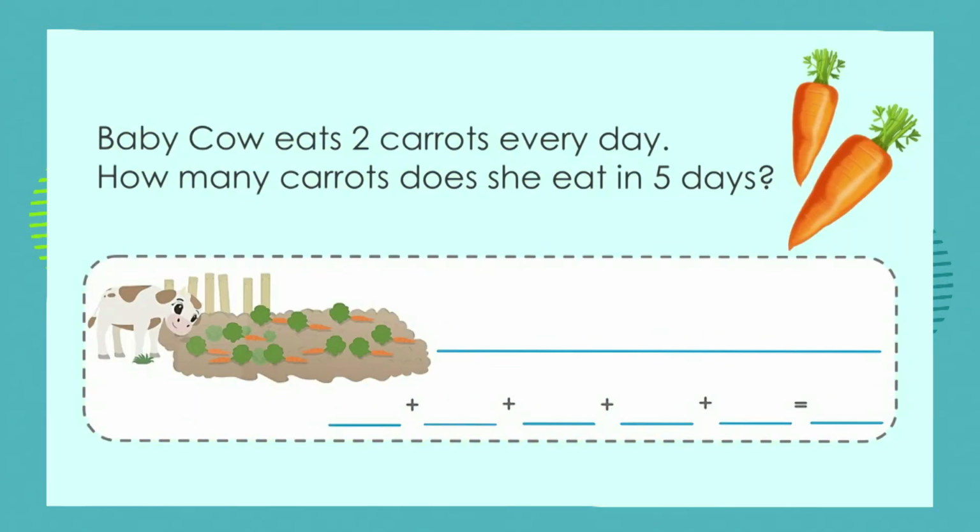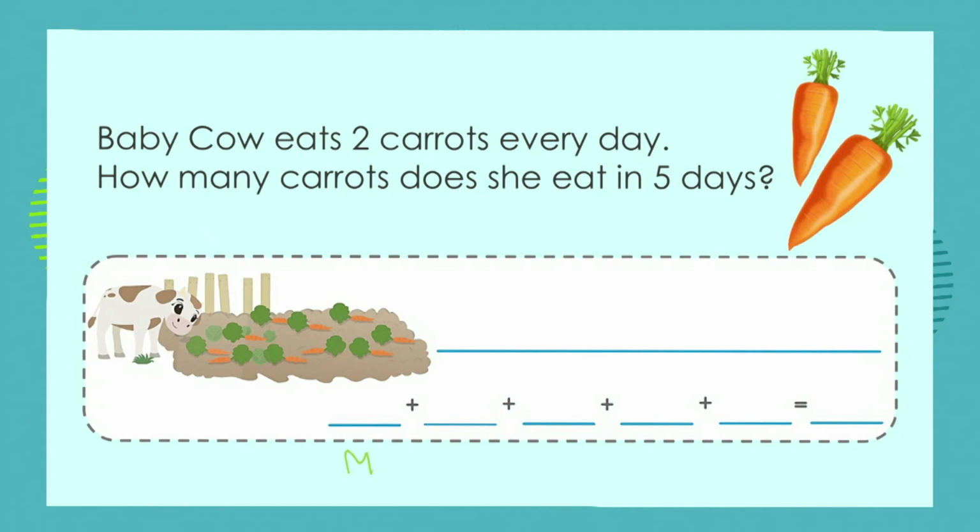All right. Let's have a look at our next example. Baby cow eats 2 carrots every day. How many carrots does she eat in 5 days? So let's choose 5 days of the week. Let's say Monday, Tuesday, Wednesday, Thursday, and Friday. So we know that each day baby cow is going to eat 2 carrots.